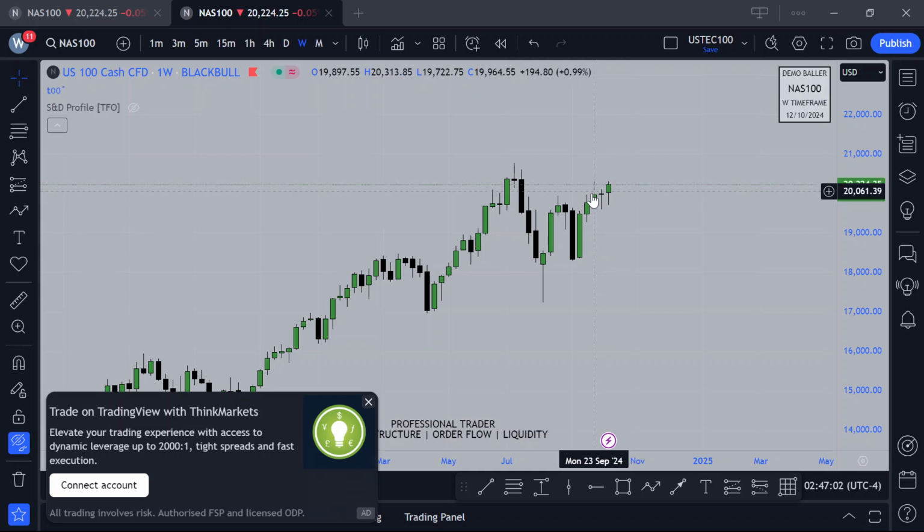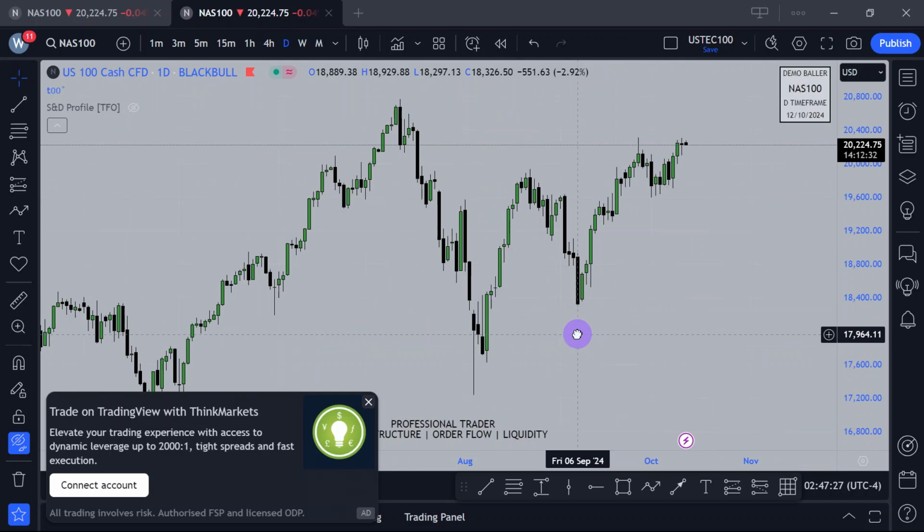Okay, but we'll just call it the previous month high. So liquidity is resting above that, and that is going to be target number one, and eventually we will be heading for this liquidity above this. Okay, so dropping down to the daily.